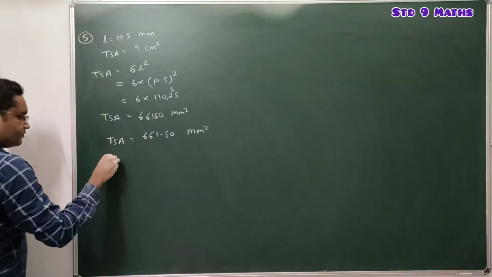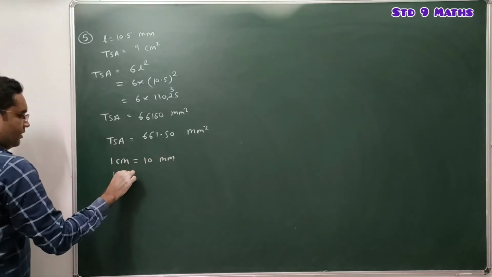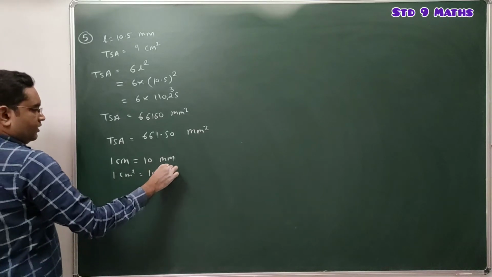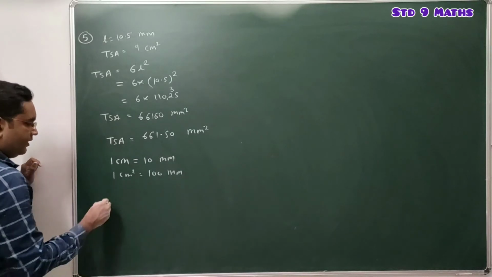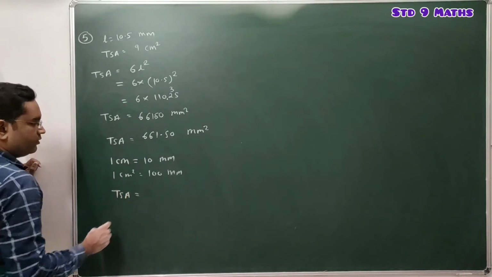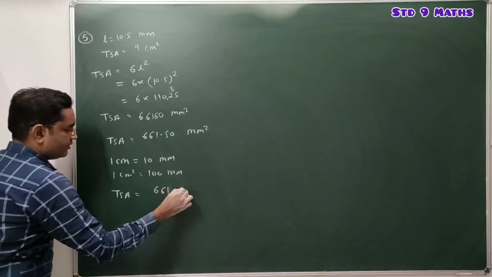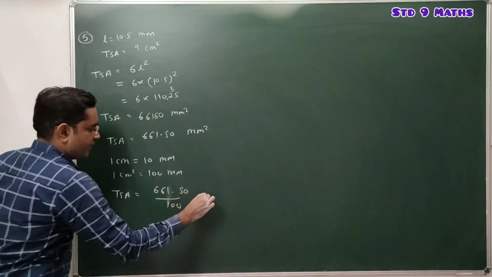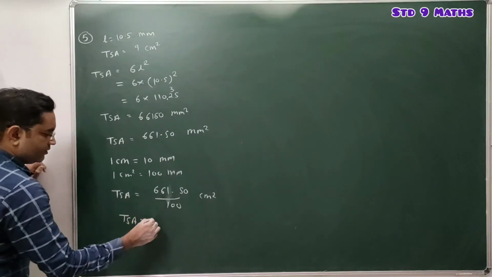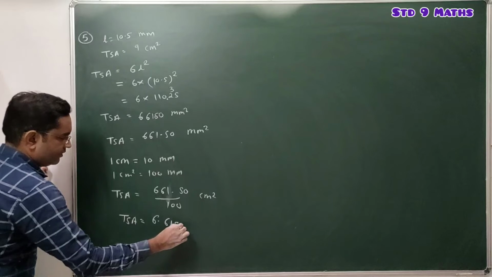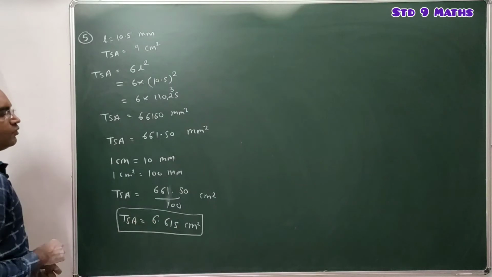Now we have to convert this millimeter square into centimeter square. So what is the relation? 1 centimeter equals 10 millimeter. So 1 centimeter square equals 10 square, that is 100 millimeter square. So we have to divide this millimeter square by 100. So 661.50 divided by 100. Now it is converted into centimeter square. So the total surface area of this given cube is 6.615 centimeter square. That is the answer.